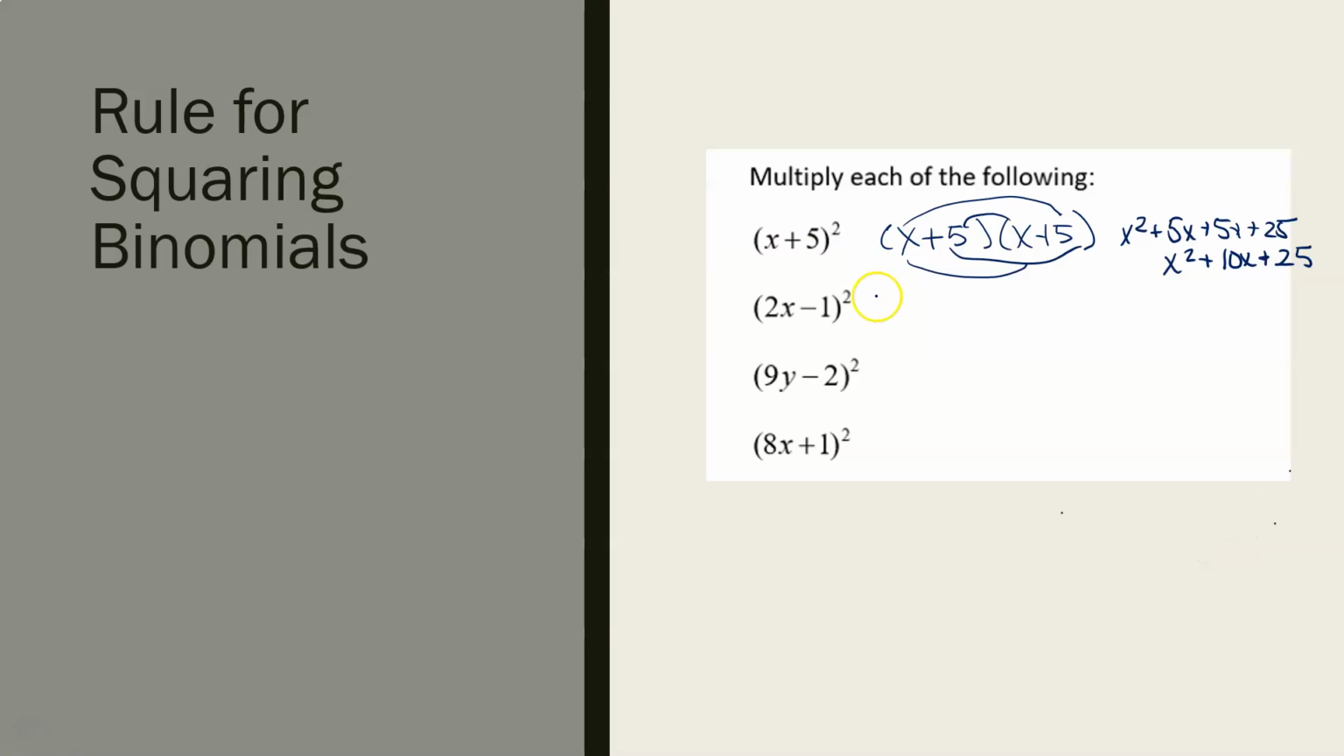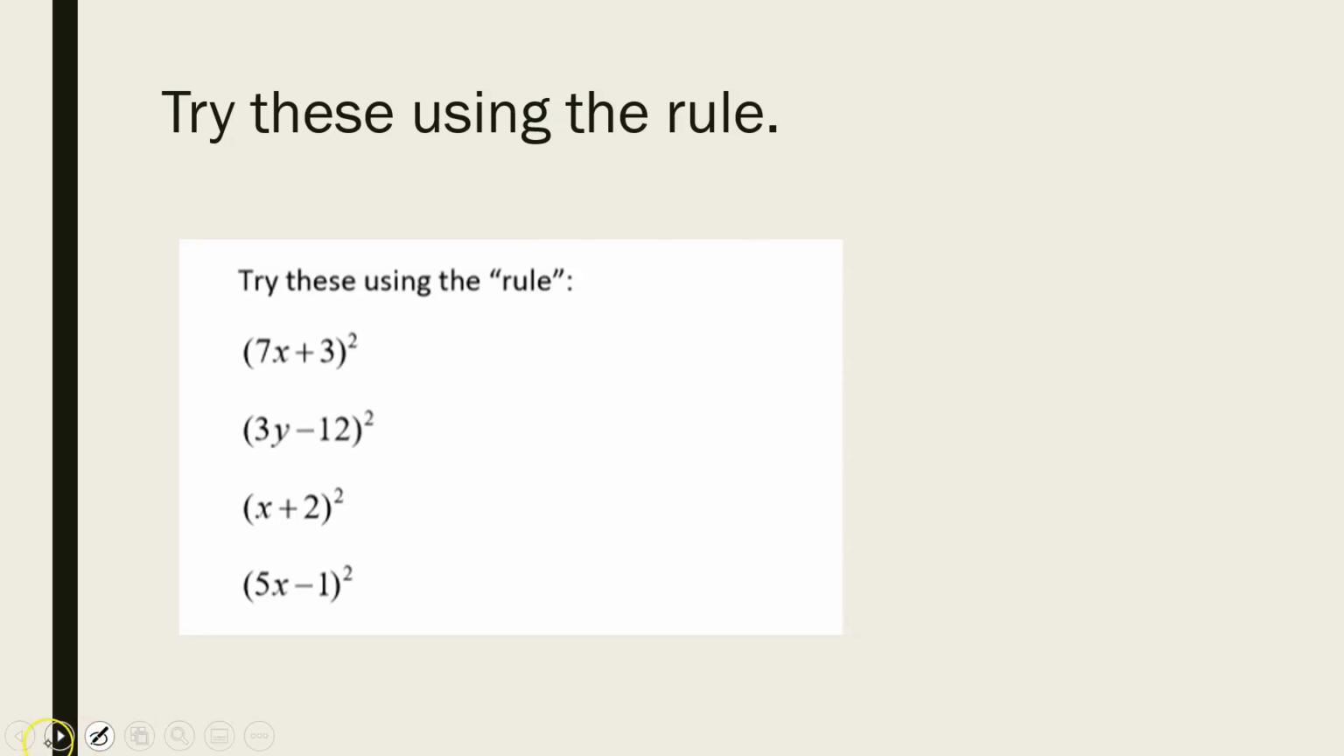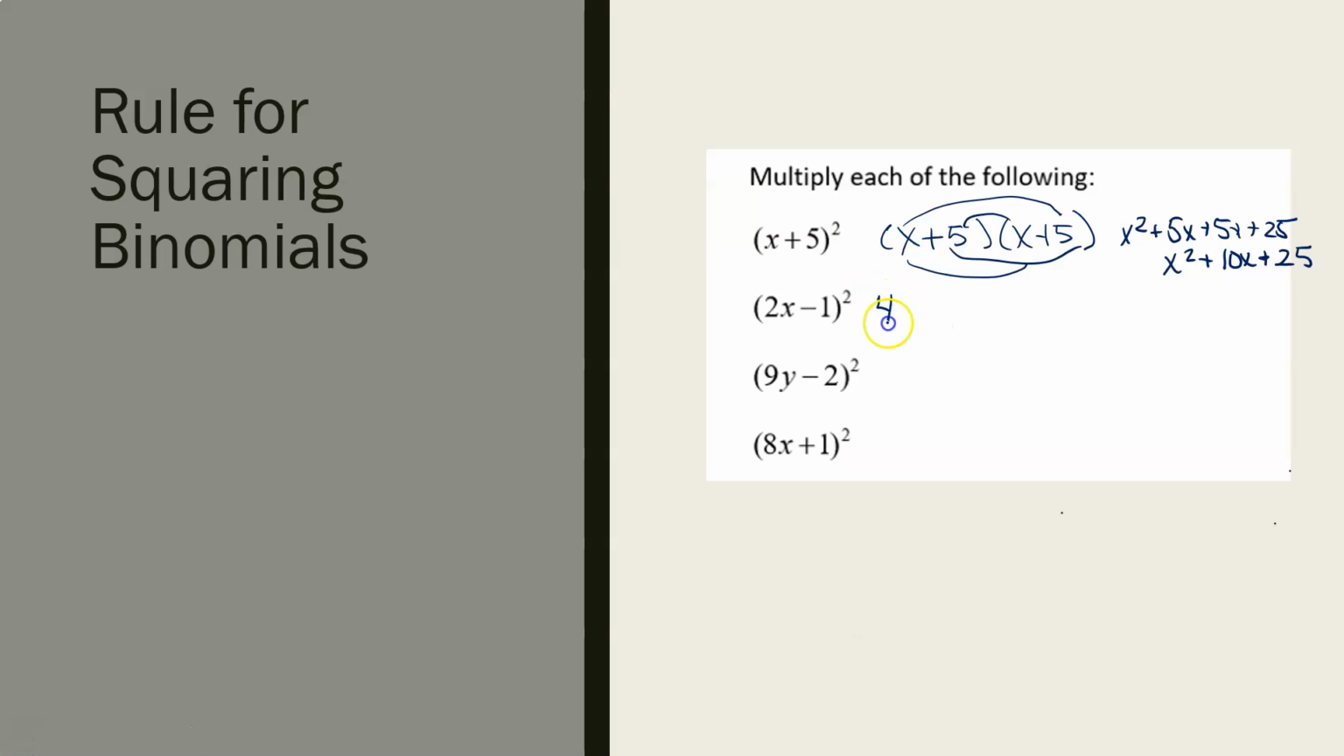Okay, so here are the answers to those. This one is 4x squared minus 4x minus 1. When you multiply 9y minus 2 times 9y minus 2, you get 81y squared minus 36y plus 4. Now this one is 64x squared plus 16x plus 1.